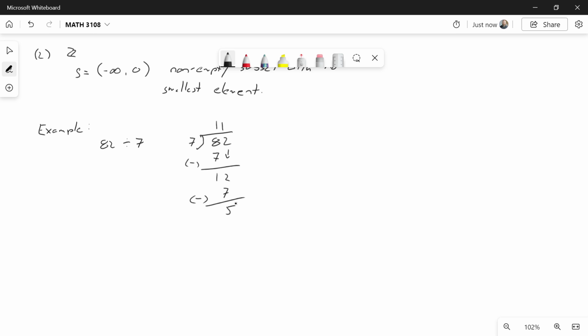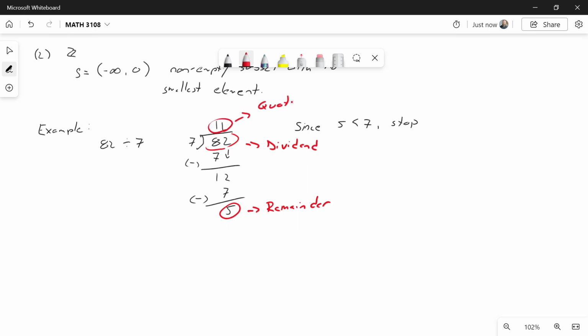Do I stop? Well, again, I have to compare this to what I'm dividing by. Since this time around 5 is less than 7, I stop. So since 5 is strictly less than 7, we stop. And what do we get from this? Well, we get that this 5 is the remainder. 82 is the dividend. 11 is our quotient. And 7 is the divisor.